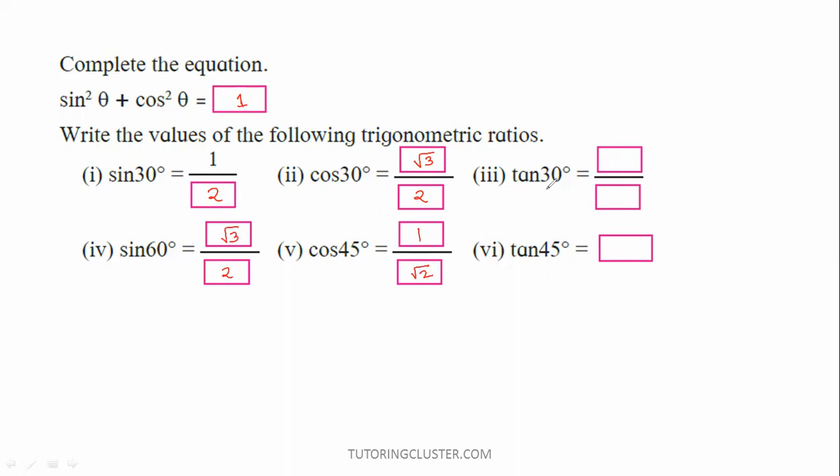Now, how can you calculate tan 30? See here, tan 30 degrees is nothing but sine 30 degrees upon cos of 30 degrees. Okay, because tan theta is equal to sine theta upon cos theta. What is sine 30 degrees? 1 upon 2. Now, what is cos 30 degrees? Just now we have written root 3 by 2. So 2 and 2 you can cancel out.